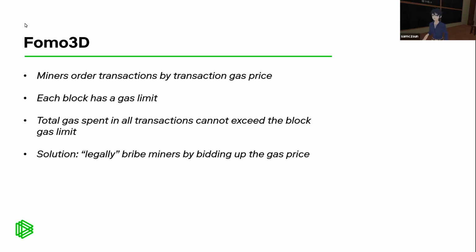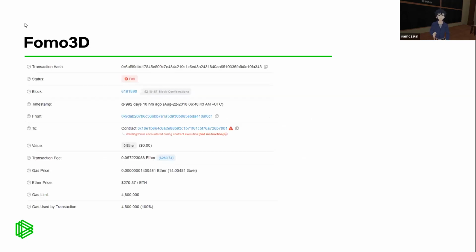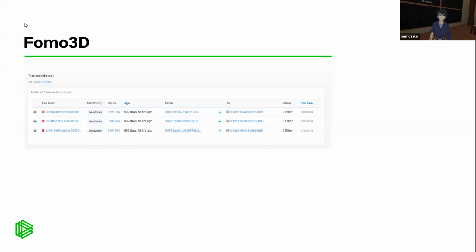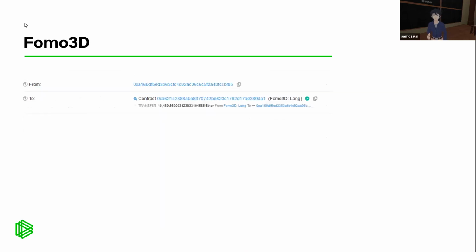Well, apparently this wasn't too far-fetched of an idea because that's exactly what one user did. In this transaction, you can see they set a gas limit of 4.8 million gas, which was approximately half the block gas limit at the time. And they paid, again, at the time, a very high gas price of 14 Gwei, even though now it's like 200. And they used up in a single transaction, like half the block gas space. And they did this for an entire block, for like 11 blocks, until they finally claimed the pot of, again, around 10,000 Ether.